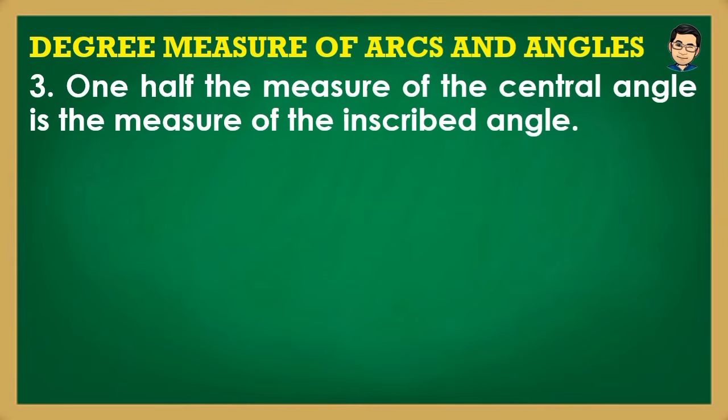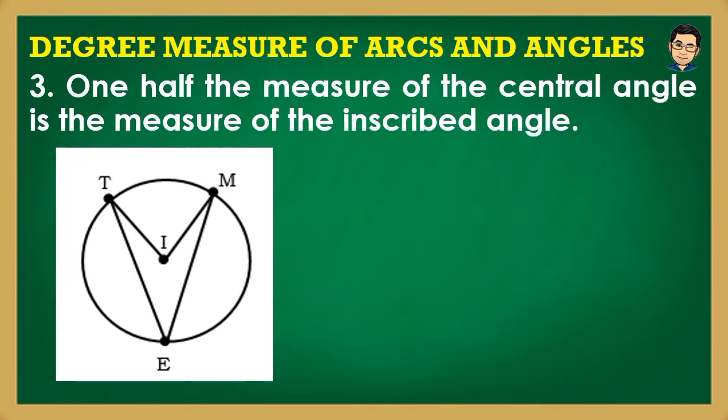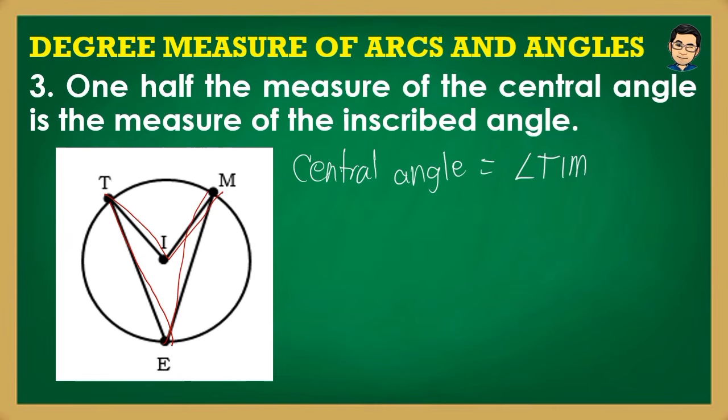And then the last one: one half the measure of the central angle is the measure of the inscribed angle. Okay. So, let's identify the central angle first. Our central angle here is angle TIM. Angle TIM is the central angle. We write it so you won't get confused. What about the inscribed angle? The inscribed angle is angle TEM. Okay, sorry about the drawing.